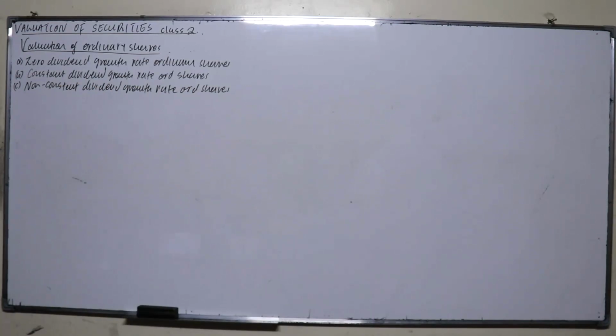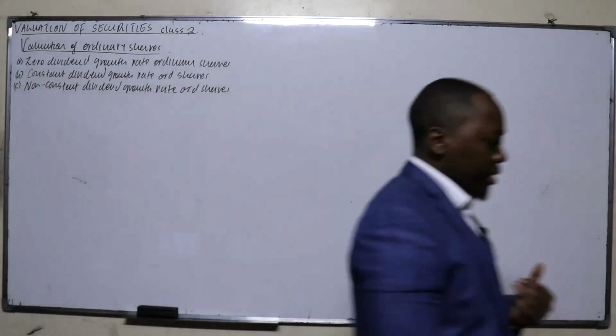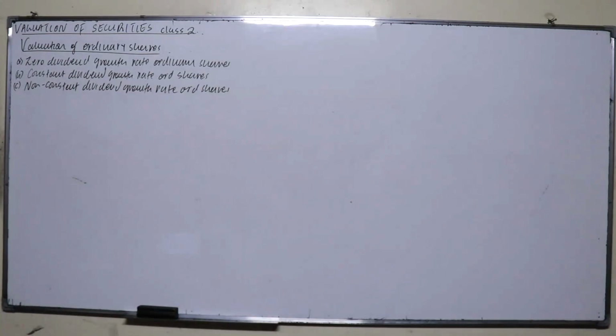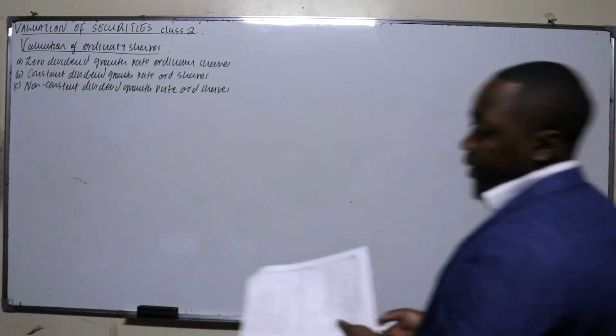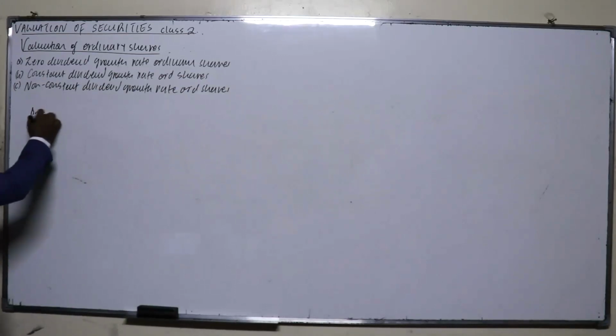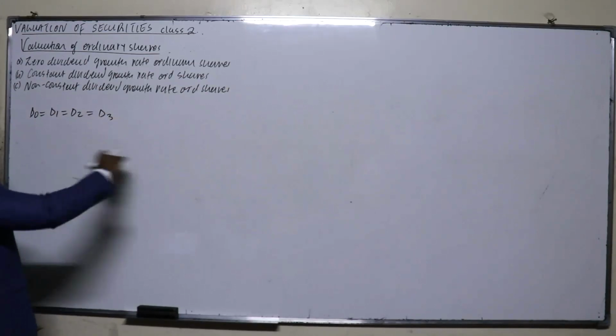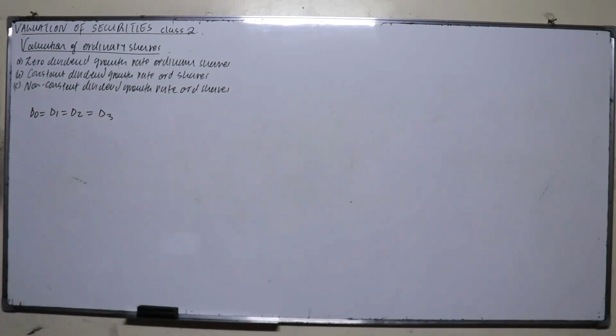We start with the first one, zero dividend growth rate ordinary share. In this case, the company promises a constant dividend per share for each period. That means D0 will be equal to D1, equal to D2, equal to D3. So that means you'll be receiving a constant dividend per share.